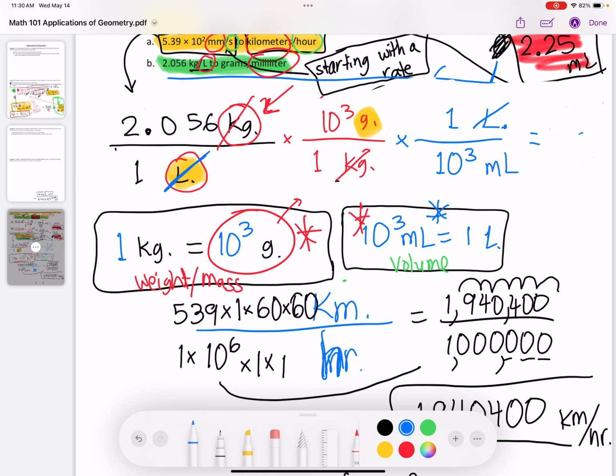Okay, let me see. Are all the units canceling that I want? I think so. And then what units would be left if I stop now? The grams and milliliters. Everything else is canceled, right? And is that what we wanted? Yes. I look back at the problem. That's what they wanted. Okay, we're good to go. Now the units are done.